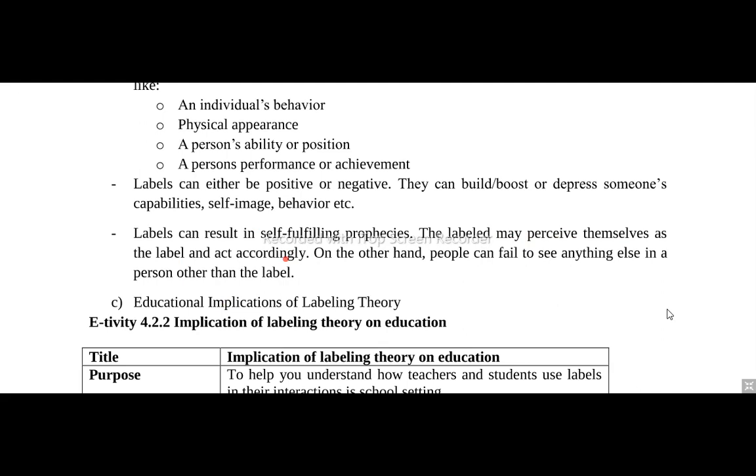If you are called bright or sharp, you act like somebody who is very clever, because you don't want to go against that label that you're given. On the other hand, people can fail to see anything else in a person other than the label. So apart from the person seeing himself as that label, other people will start seeing that person as the label.